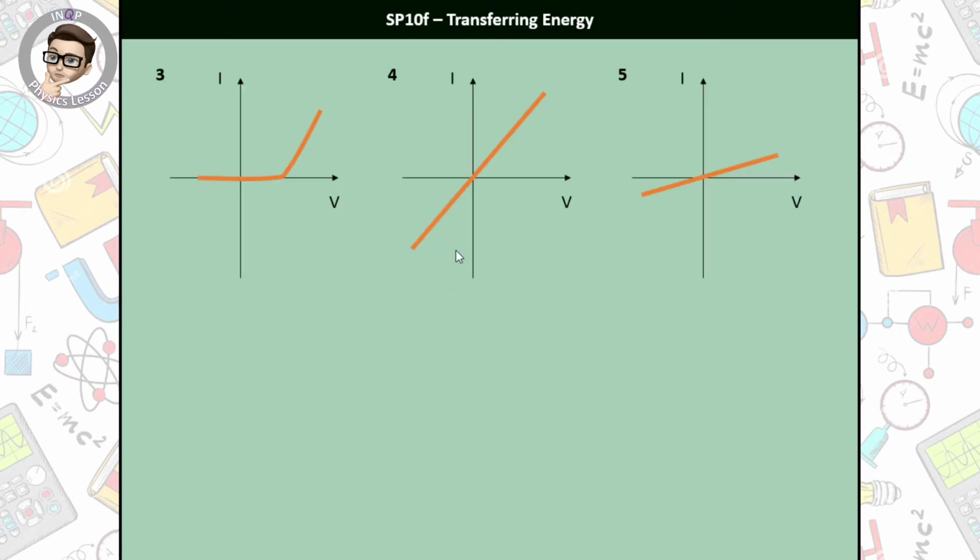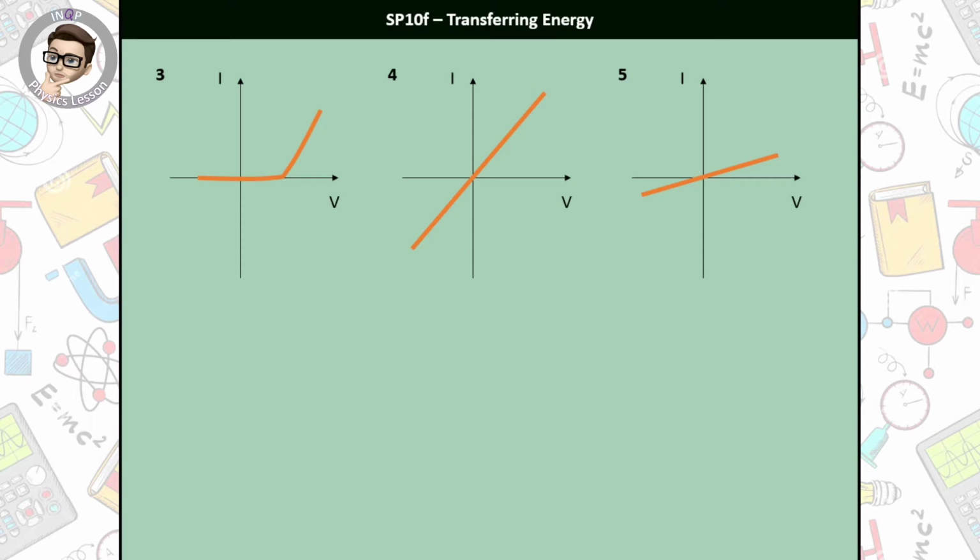So question 1, can you please draw me a symbol for a battery? So the circuit symbol for a battery. Question 2, can you write an equation down relating potential difference and current?